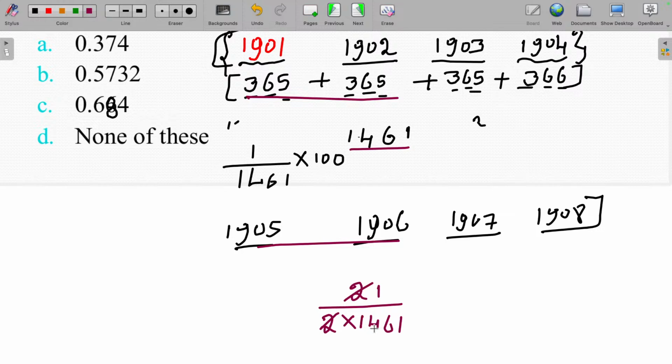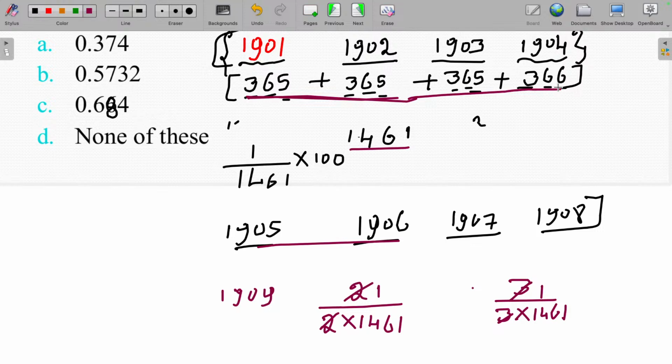If I do the calculation I will get 1461. Is it clear, everyone? No need to write all these things. This is a concept. 4 years is enough. You can count it for 100 years. The next 100 years, February will come like that only. The number of years is the same. Is it clear?